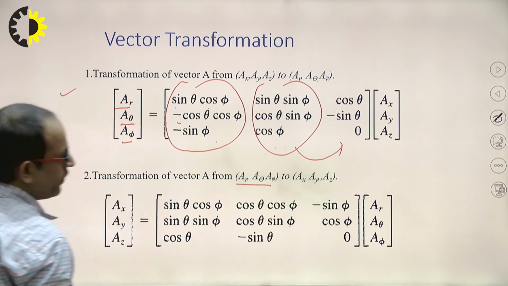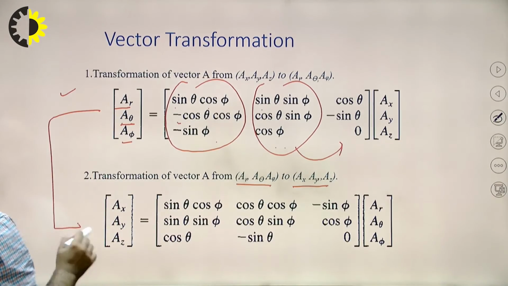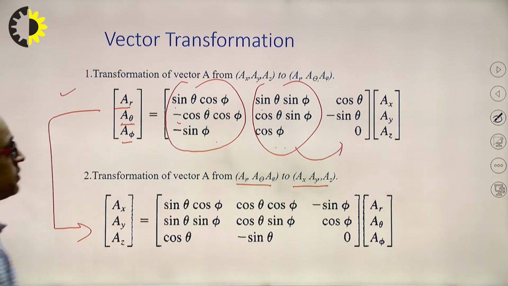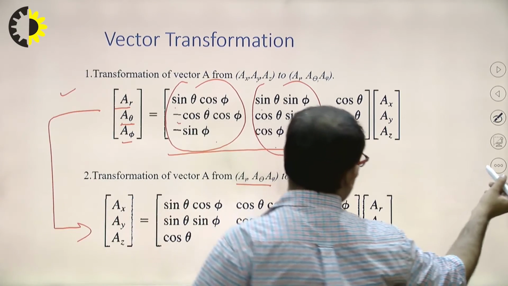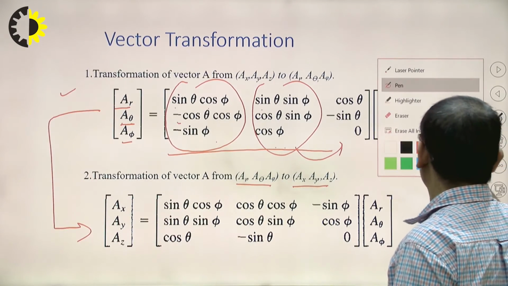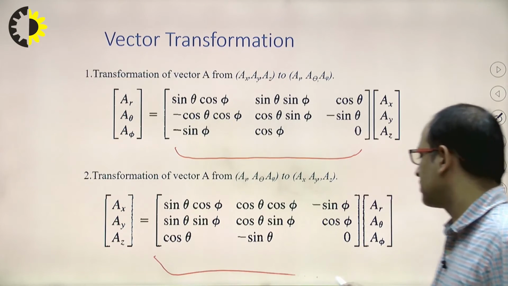Similarly, if I have to transform from ar a theta a phi to ax ay az, you just have to do the transpose of this equation, the transpose of this matrix. Transpose of this matrix, you will get this one.